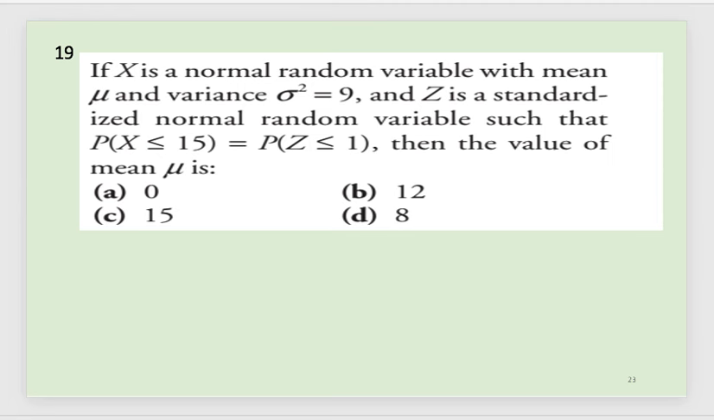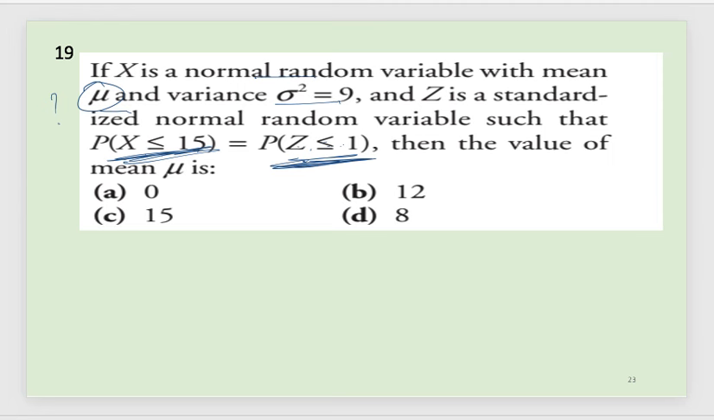In this 19th question, they gave us that if x is a normal random variable with mean mu and variance 9, and z is a standardized normal random variable such that probability of x less than or equal to 15 is probability of z less than something. Now what you are observing in this question is that the mean is not known, but they gave us a relation of two different PDFs and they are saying it is the same. But before comparing anything, the model should be of the same type. One side they gave us in standard form and the other side in non-standard form.